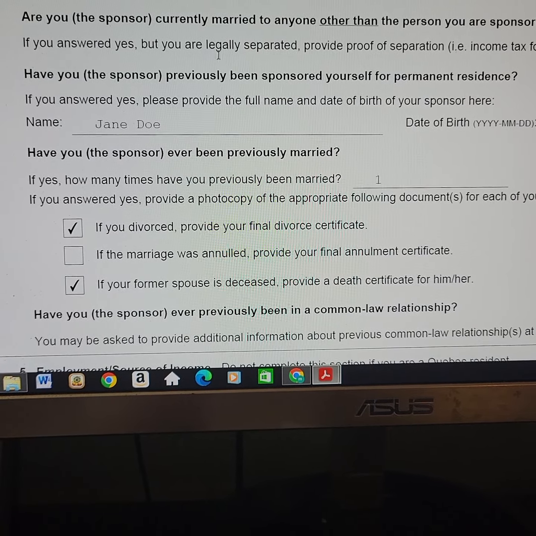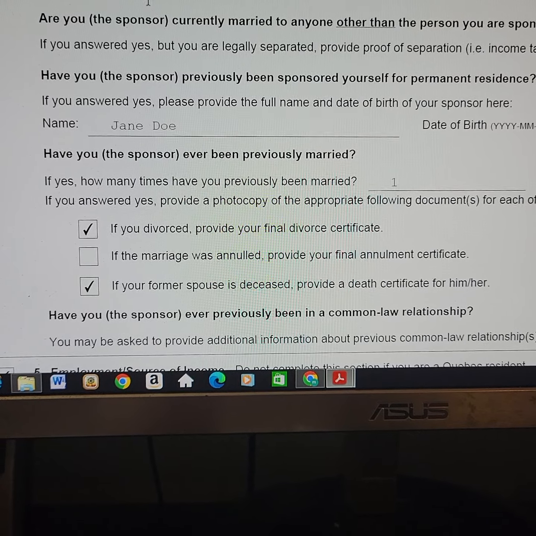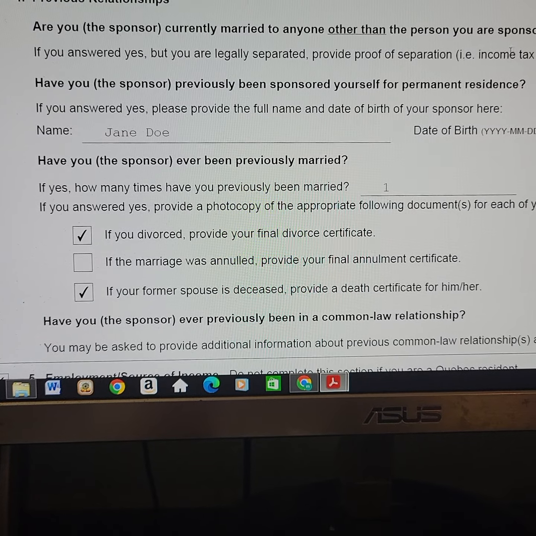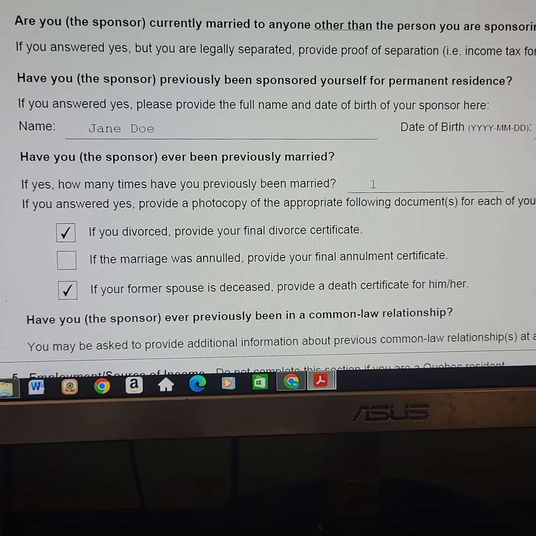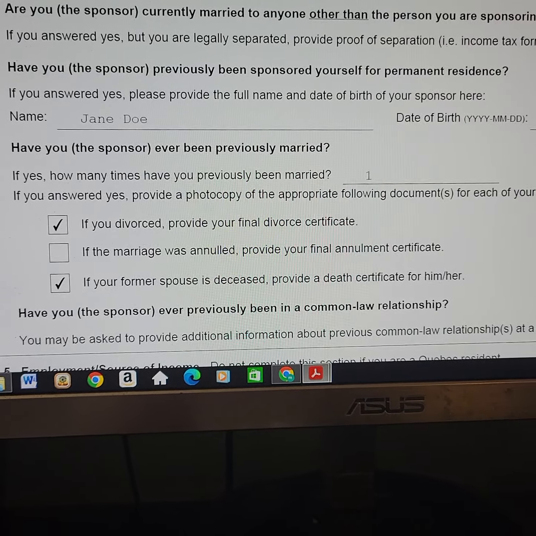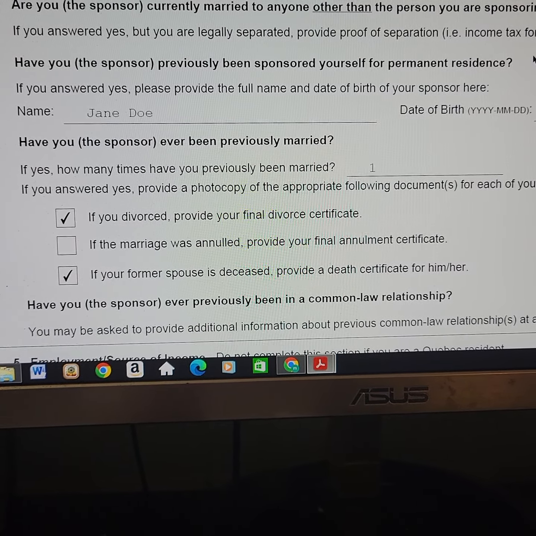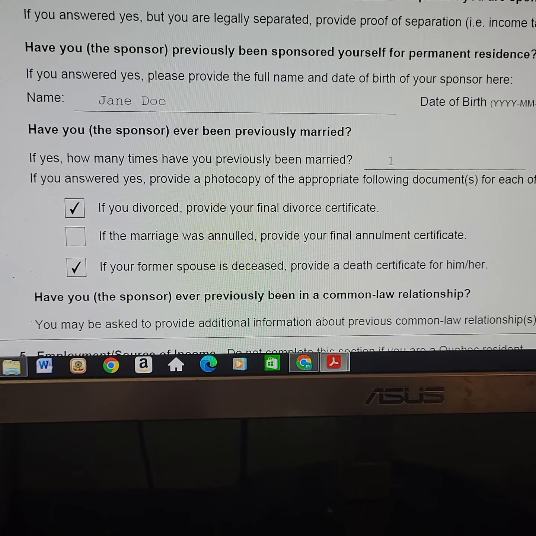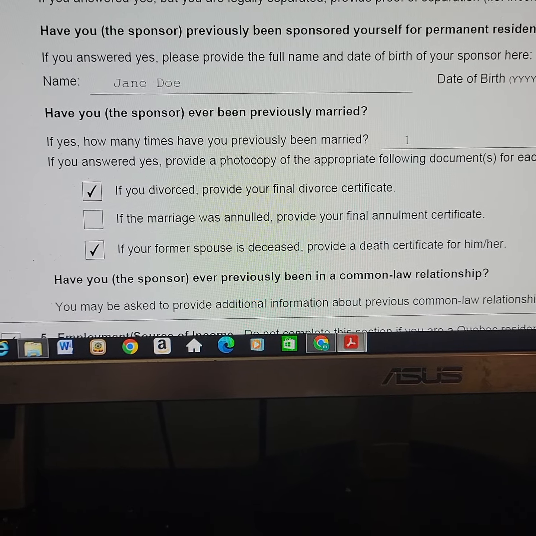Oh, I'm sorry, let me go back. Are you the sponsor? You see here, keep an eye. Are you the sponsor currently married to anyone other than the person you're sponsoring? Again, it would be no, obviously, okay? Because if I'm married to anyone else in Canada here, I won't be able to get married in Morocco. That's why you have that document from the Canadian embassy that there are no impediments to your marriage, right? So obviously it would be no.